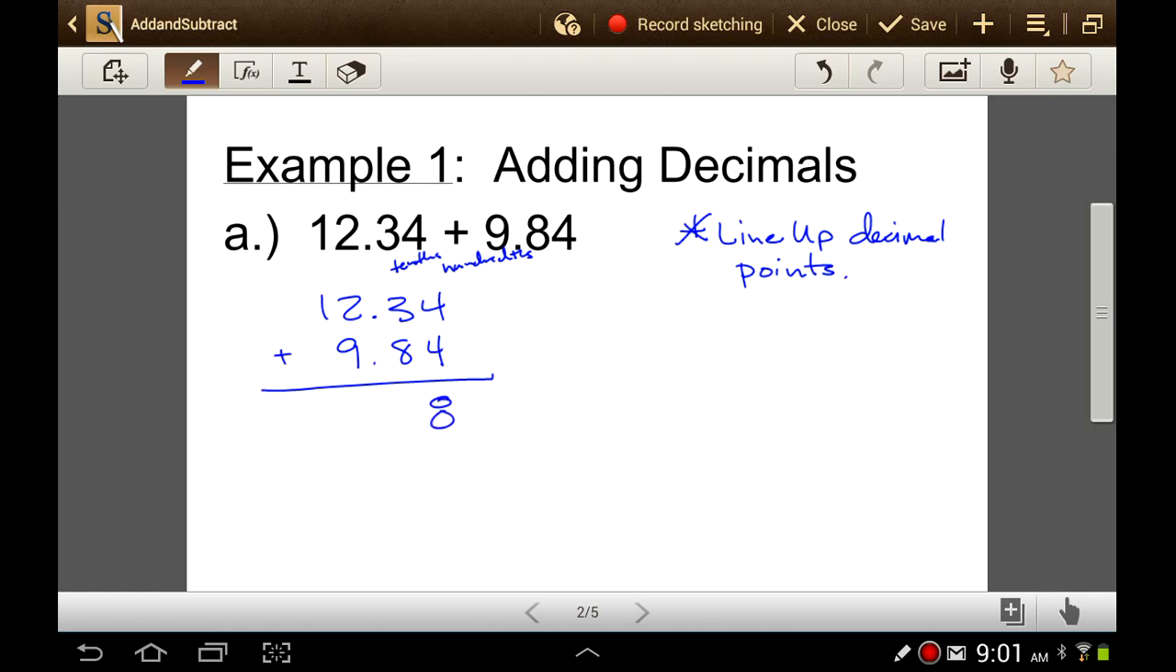I have 3 tenths plus 8 tenths, which means I have 11 tenths. Okay, so I'm going to put one of those, carry the other one. My decimal point moves straight down. That's important about lining them up. 1 plus 2 plus 9 is 12, so I'm going to put the 2, carry the 1, and I end up with 22 and 18 hundredths. Okay, make sure you always circle or box in your answer, and that's how you do that. Okay, if you need to pause, go ahead. Otherwise, I'm going to move on to the next example.